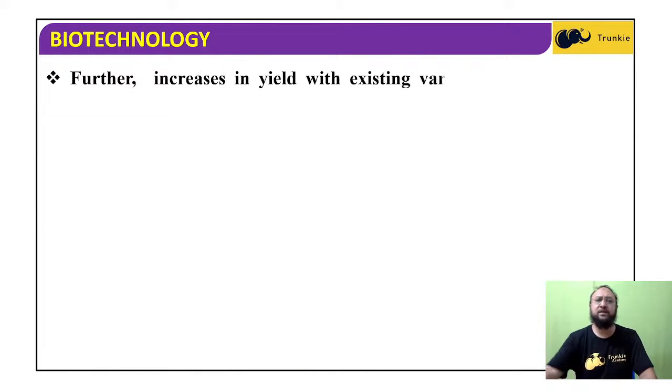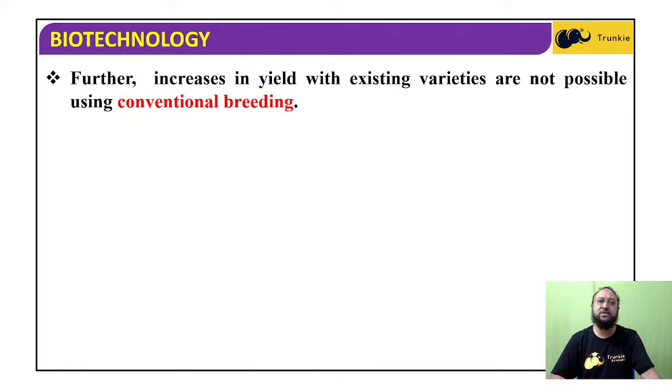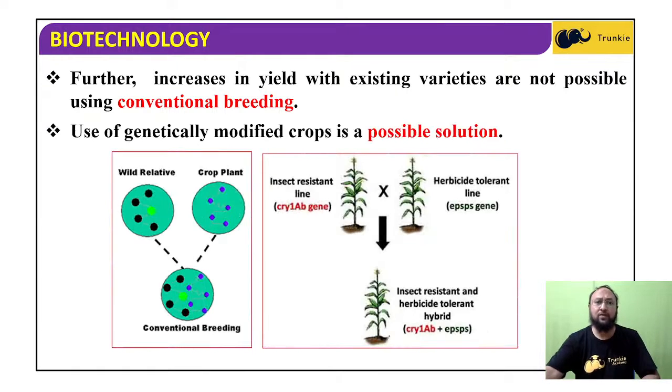An increase in yield with existing varieties is not possible using conventional breeding. It is not simply that one variety has good grains but is not disease resistant, and another is disease resistant but has poor grain, so we just cross them and the new offspring will have good grains and disease resistance as well. It's not so easy. There are some biotechnological processes we need to apply to get good quality and a good breed. So use of genetically modified crops is a possible solution.